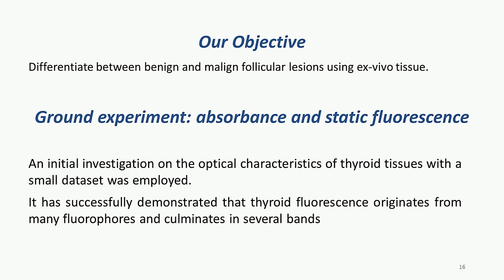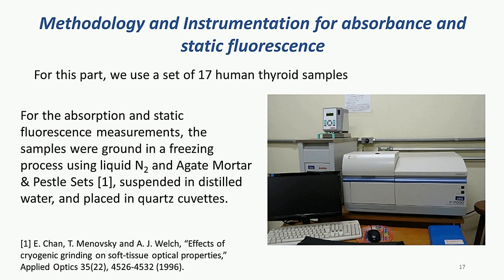Remember that our objective is to differentiate benign from malignant tissue using fluorescence spectroscopy, time-resolved fluorescence spectroscopy. But before that, we made some experiments using absorbance and static fluorescence to understand a little more about what happens with the tissue when you irradiate with different wavelengths. For that specific grinding experiment, we used another set of 17 human thyroid samples. We ground these samples to put in the cuvette to make these measurements.